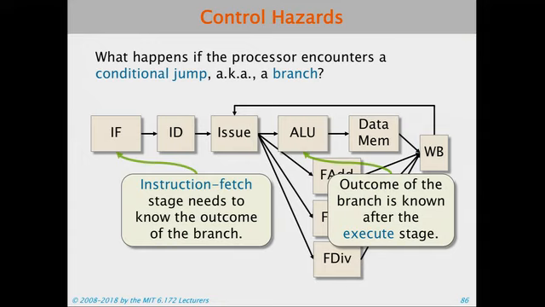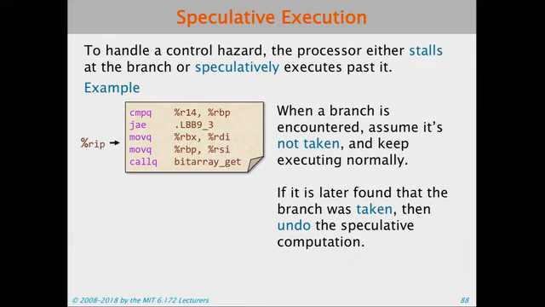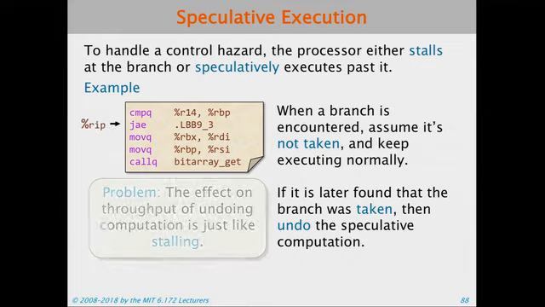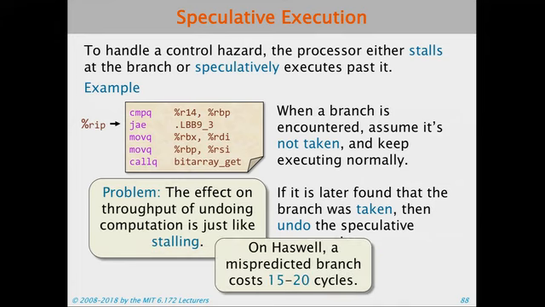In that case, what they do is what's called speculative execution, which you've probably heard of. So basically that says, I'm going to guess the outcome of the branch and execute. If it's encountered, you assume it's taken, otherwise you execute normally. And if you're right, everything is hunky-dory. If you're wrong, you have to undo that speculative computation, and the effect is sort of like stalling, so you don't want that to happen. A mispredicted branch on Haswell costs about 15 to 20 cycles.